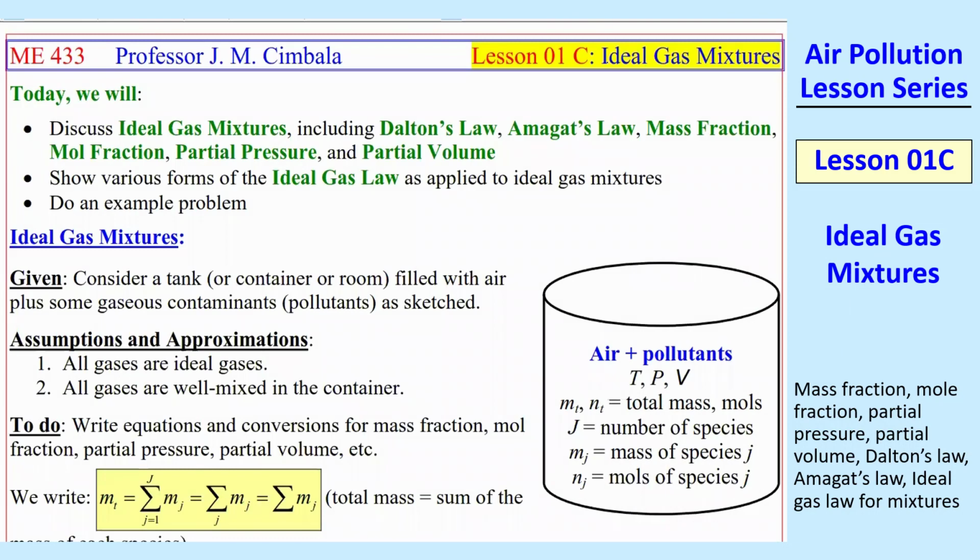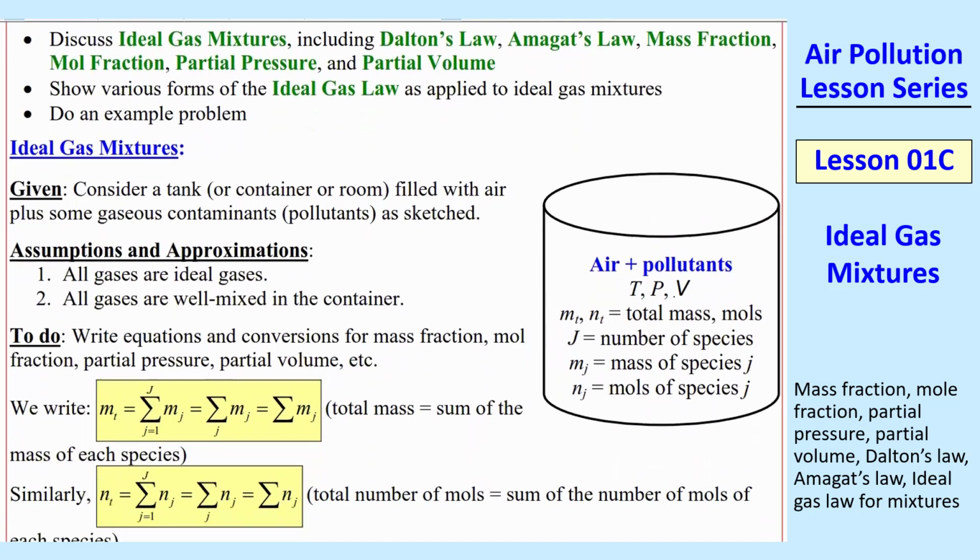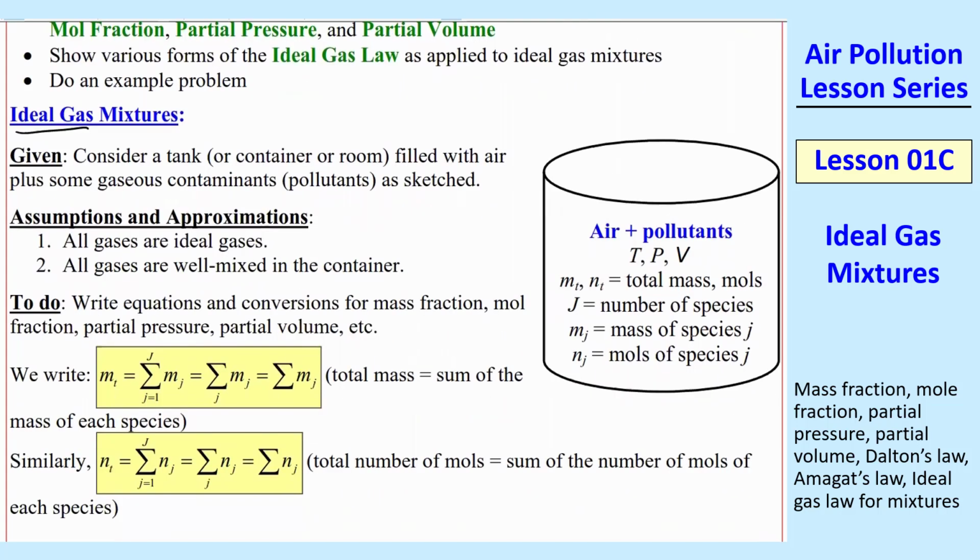Let's consider an ideal gas mixture where we have a tank, as I show here, with various species in them, air plus some pollutants. These are all gases. In fact, we'll assume they're all ideal gases, which makes our algebra easier. And in this class, we'll consider only ideal gases. We have a given temperature and pressure and volume. Those are the bulk properties of this tank or container.